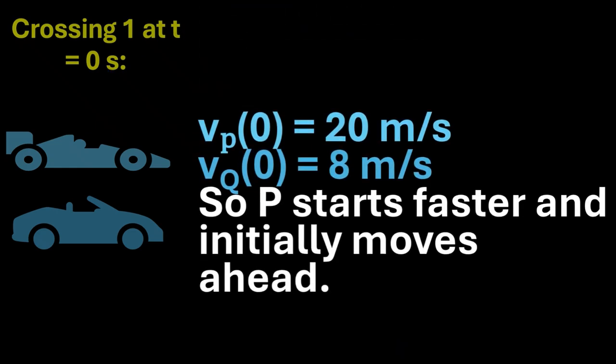Now, at t is equal to 0, the velocity of P is 20 meters per second and the velocity of Q is 8 meters per second. There is a reason why I have assumed that P is starting faster than Q and is moving ahead. What is that? We will discuss that in detail when we go through the topic, the nature of roots. So this is the first assumption.